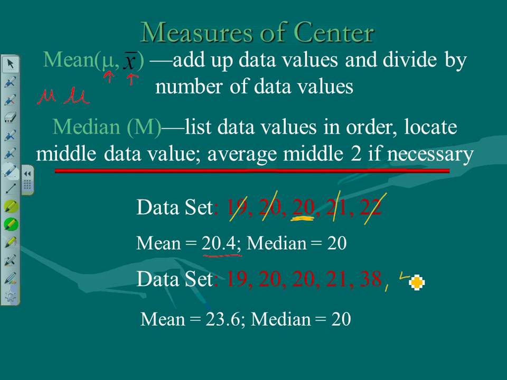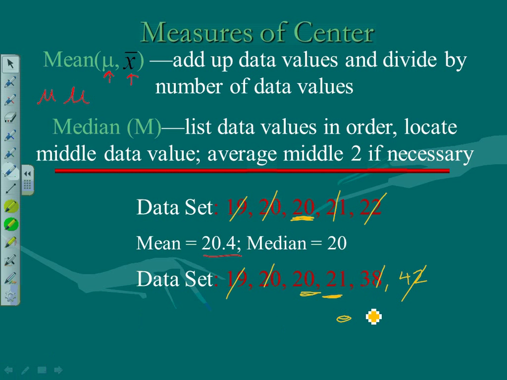If I had an even number, let's say I add 42 to this, I'd have 1942, 2038, and then I'd have 2 middle numbers. If I have 2 middle numbers, you would have to average those 2 middle numbers together. Here the median would be 20.5, which is just 20 plus 21 divided by 2.